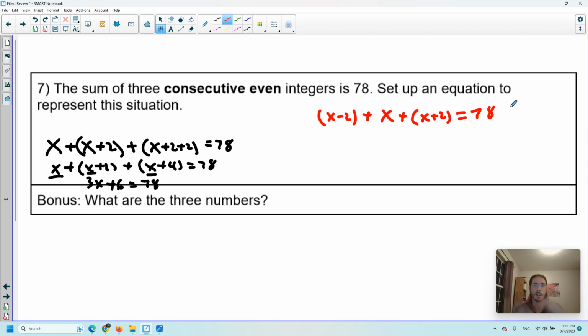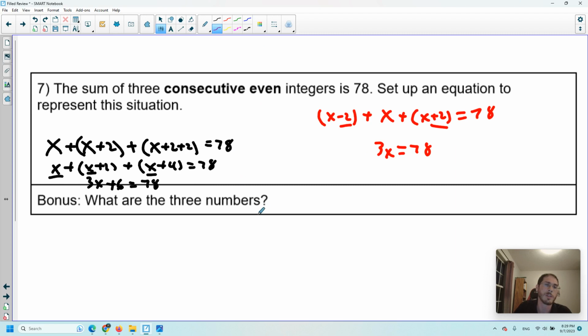So you can see there's a lot of different ways to do these. Even though it seems like we're just solving equations, you have a lot of freedom in choice. And you can simplify this one as well. And remember, the reason we did this one is because the 2, negative 2 and the 2 would cancel out, and we get 3x equals 78. Also a correct answer. For the bonus, what are the 3 numbers?